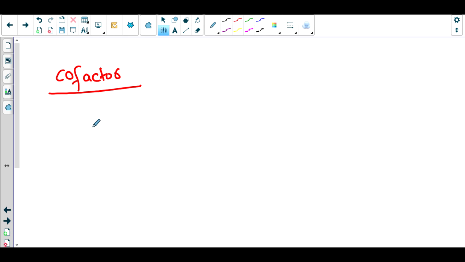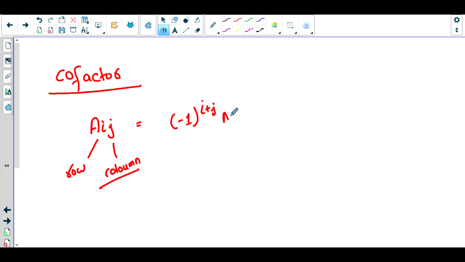Cofactor. What is cofactor? Again, it's Aij, the general format. I represents the row, J represents the column. My spelling must be wrong. Now here the formula is (-1)^(i+j) into Mij.